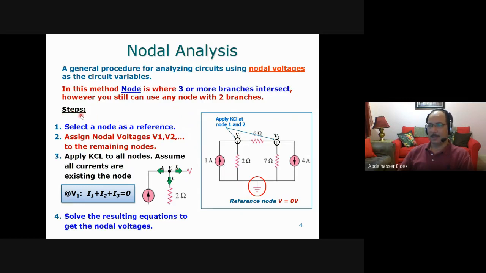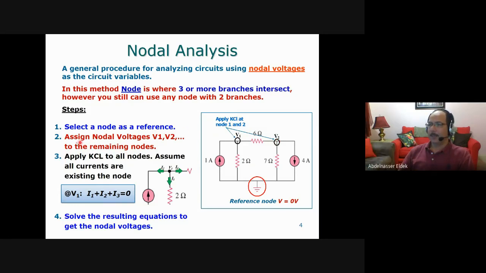So these are the steps to solve the problem using nodal analysis. Number one, you select the nodes, 1, 2, 3, as I said, and then you name them. This is V1, this is V2, and you select one as a reference. So this node here is a ground, so I select this one as a reference. So this is 0 volts. And I call this one V1, I call this one V2. So what I need to do is to calculate these nodal voltages. I want to calculate V1, I want to calculate V2. And once I calculate V1 and V2, I can find any current and any voltage in the circuit.